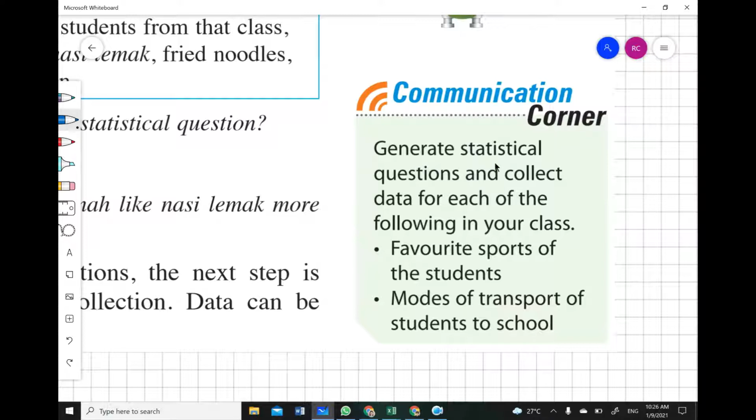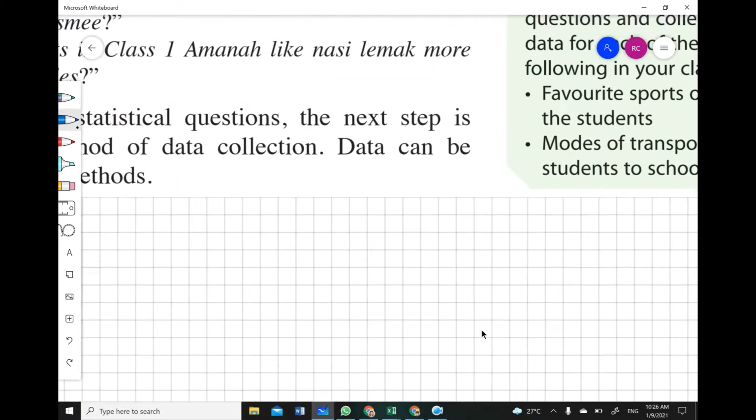Communication corner: generate a statistical question and collect data for each of the following in your class. Favorite sports of the students, modes of transport of students to school. So we can't do it now. I also don't want to waste the time with you doing this. Previously, I did it in the class, which is easier. We can ask for the favorite sports of all of you.